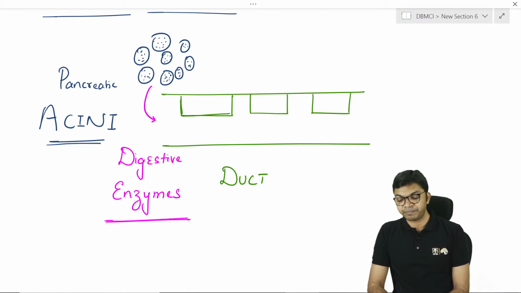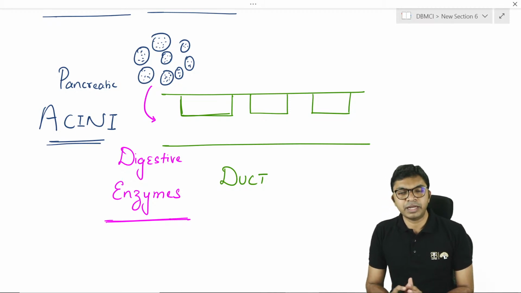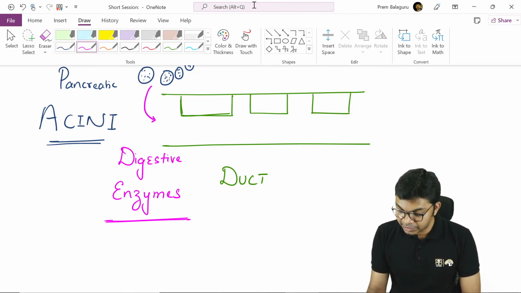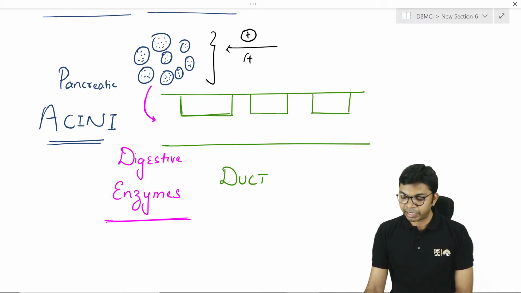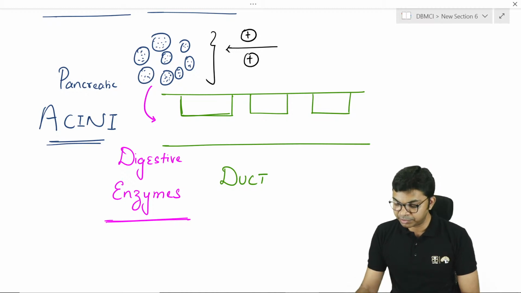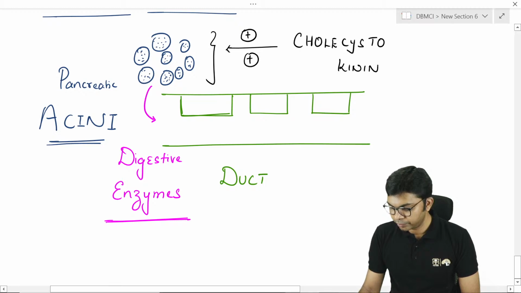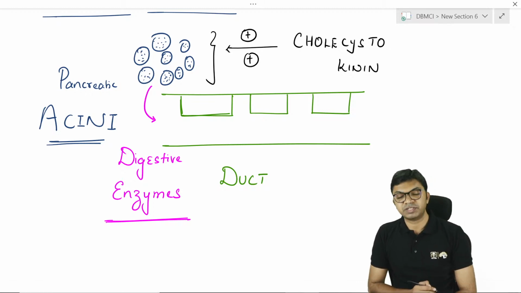Before we get to the digestive enzymes, let's understand on a very common scale, the pancreatic acini are going to be excited by a hormone which is going to trigger pancreatic acini to produce digestive enzymes, and this hormone is nothing but cholecystokinin. Cholecystokinin triggers pancreatic acini to produce digestive enzymes.